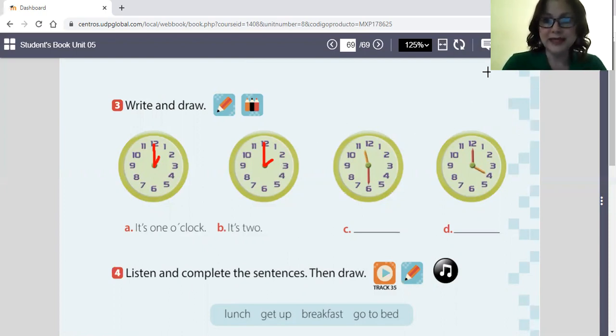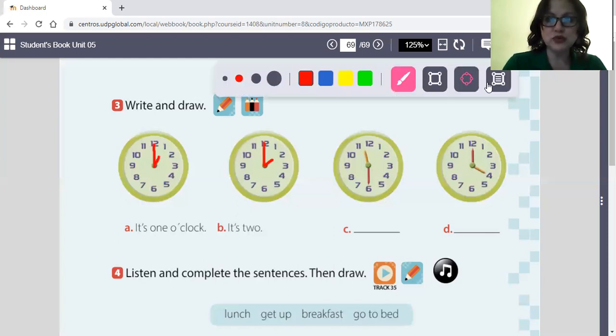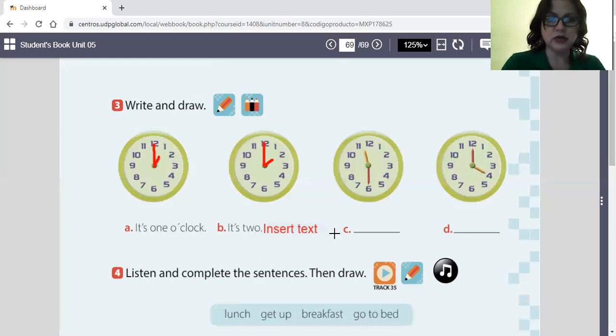Now we're going to complete. Let me change my tool. We're going to complete this, okay? It's 2 o'clock. Something's missing here. Don't forget to write o'clock. It's 2 o'clock, okay? And the next one, look.